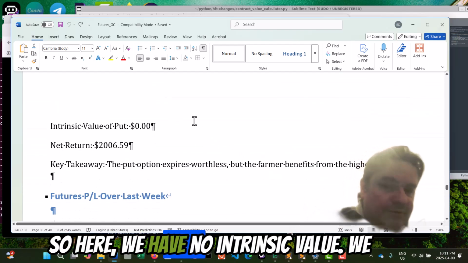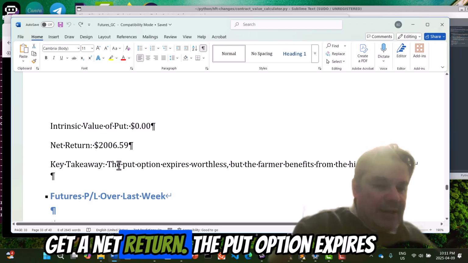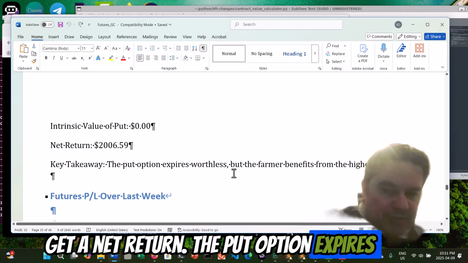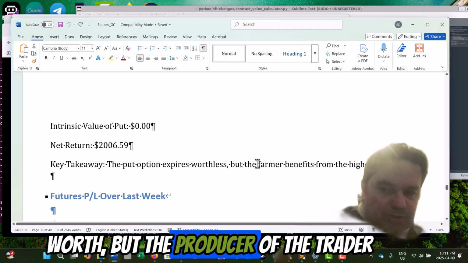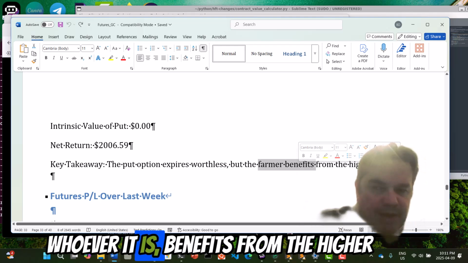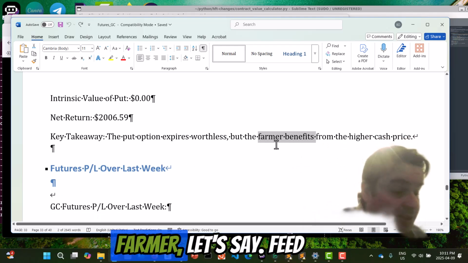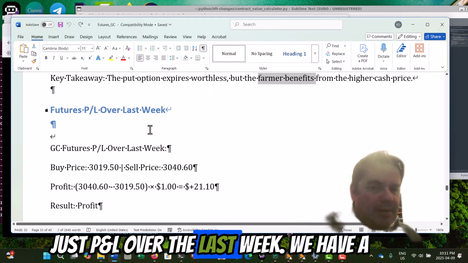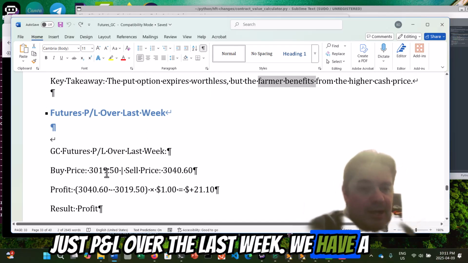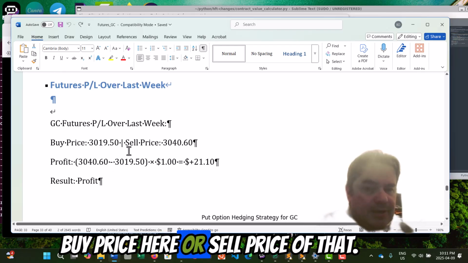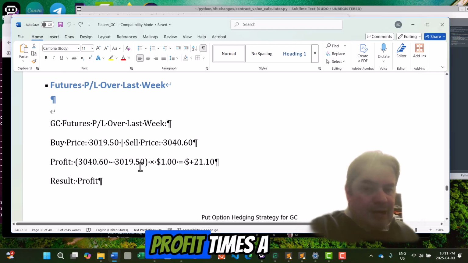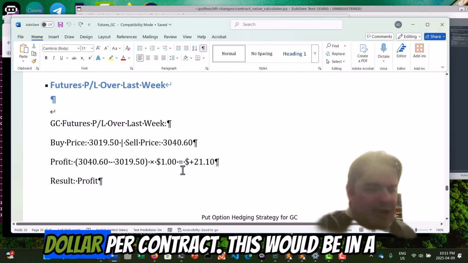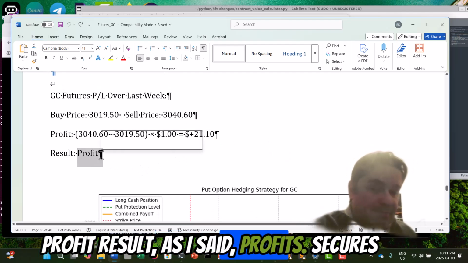So here we have no intrinsic value. We get a net return. The put option expires worthless, but the producer, the trader, whoever it is, benefits from the higher price. So this could be a trader, a farmer, let's say. Futures P&L over the last week. We have a buy price here, or sell price of that, profit times $1 per contract. This would be a profit result, as I said, profit.